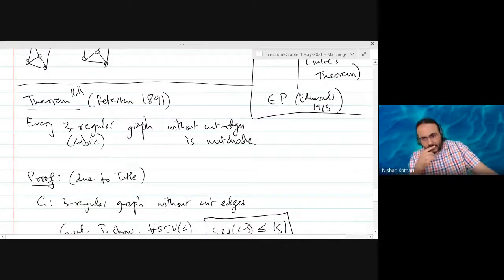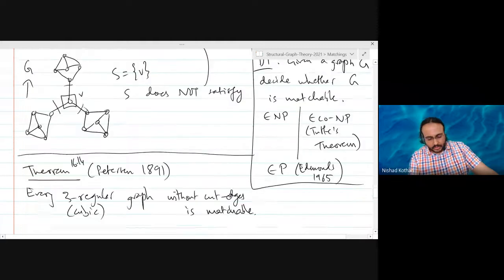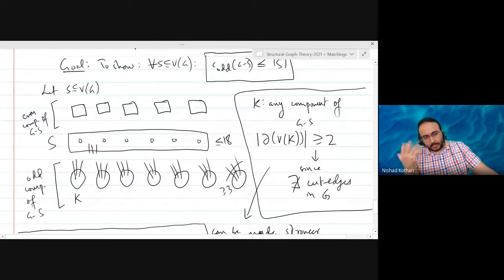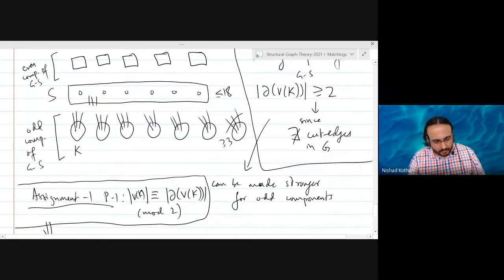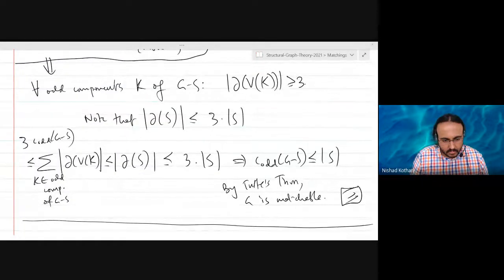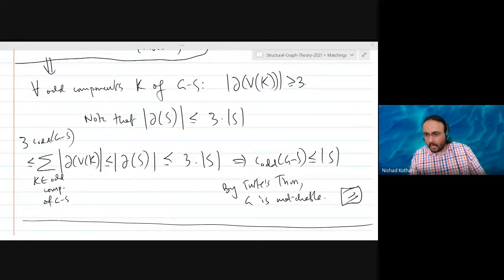Okay, so it turns out you can actually prove stronger results. Not only is the graph going to be matchable, you can actually use the same proof, and you will have to think a bit more about it to prove something stronger.